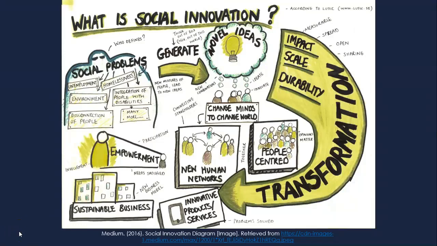In order for you to understand the idea of social innovation a little bit better, I would like to show you this diagram. We start off with a social problem. In order to fix that problem, we bring new human networks together. In order to generate a new idea, we need people working together. From there, a transformation happens. That transformation creates a new, innovative product or service, and then the problem is solved.